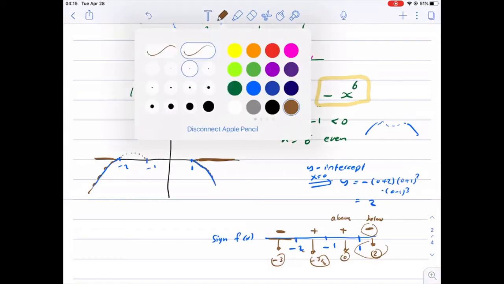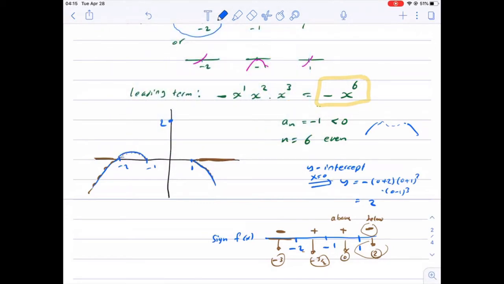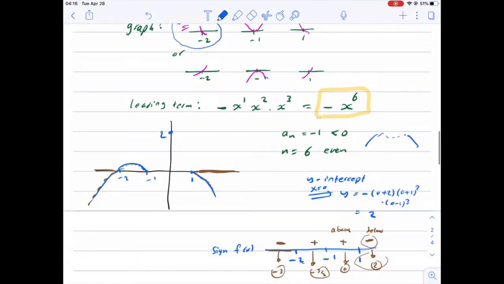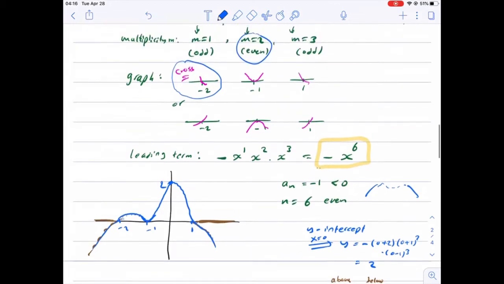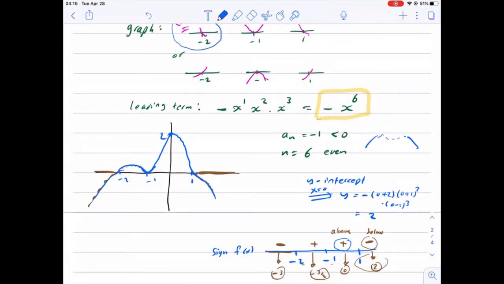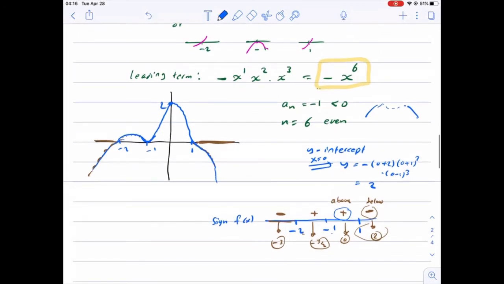And then we return to the other zero, -1, but the multiplicity for -1 is even. That means the graph just touches the x-axis and rebounds. And then from -1 to 1, the graph is positive, above the x-axis. We need to go back to the y-intercept and then come to the other zero, 1, and 1 has multiplicity 3, which is odd. That means the graph crosses the x-axis here. So this should give us a rough graph of the polynomial function f of x. This is how we graph polynomials if we are given the formula, or if it can be written as a product of factors.